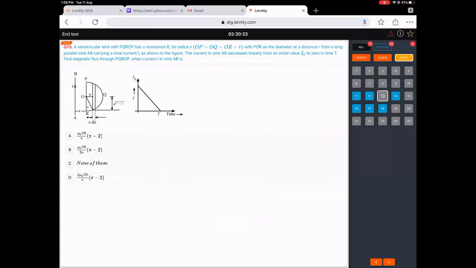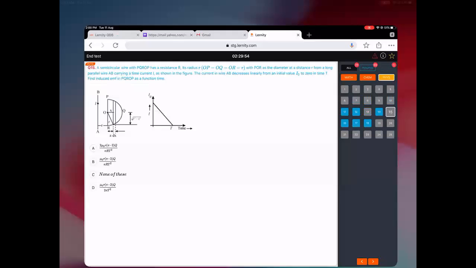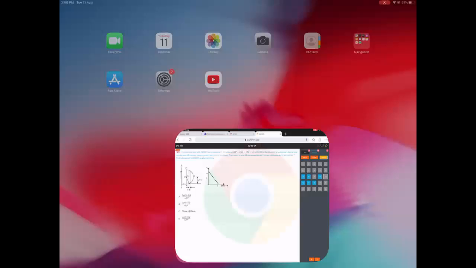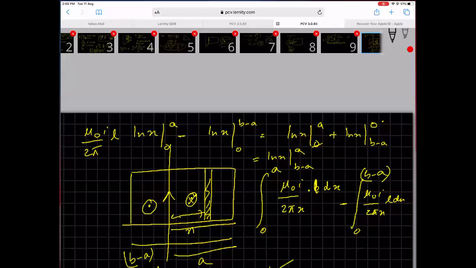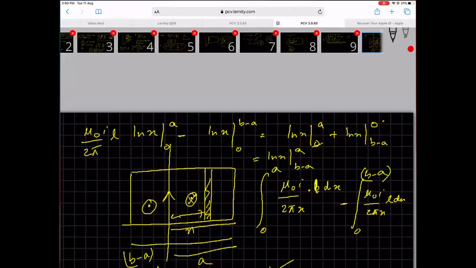Long parallel wires. The current in the wire AB decreases linearly. Find the magnetic flux through it. We have done this, right? Then the 15th one: find the induced EMF in PQROP as a function of time. You still want an answer for that? I think we did that, right? Okay, so I'll answer all the questions once again.